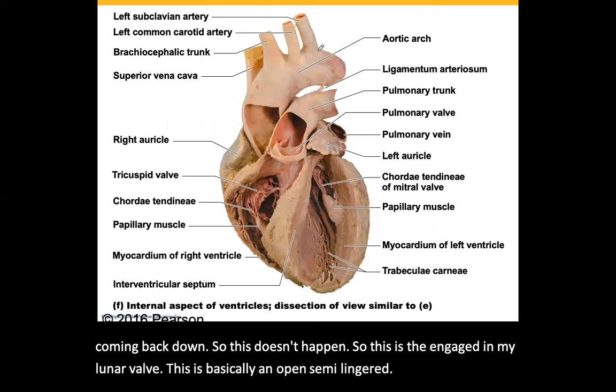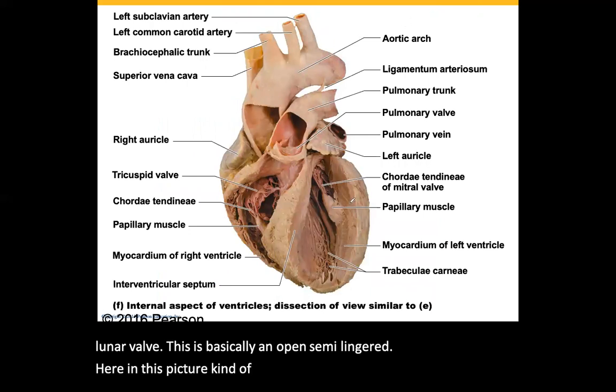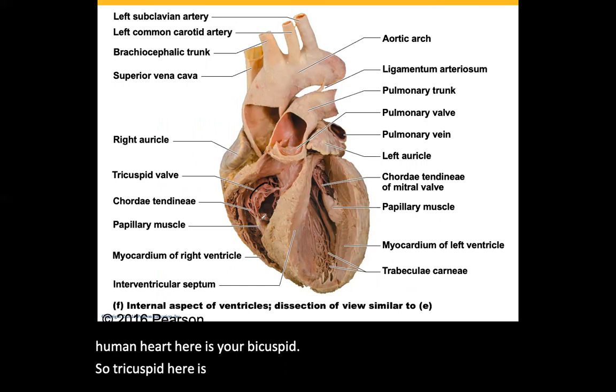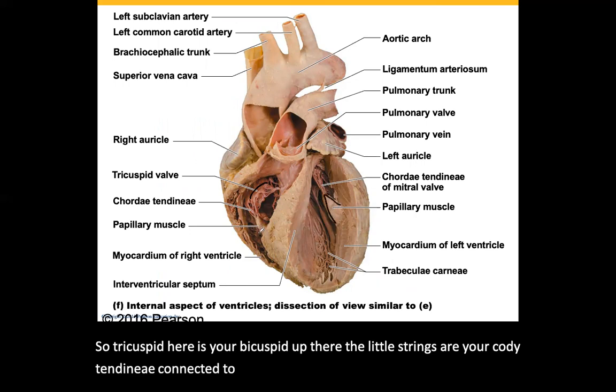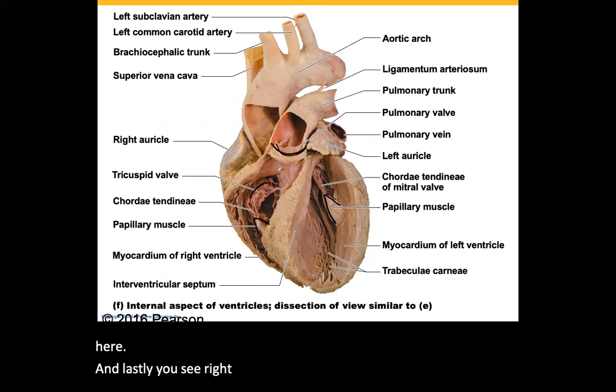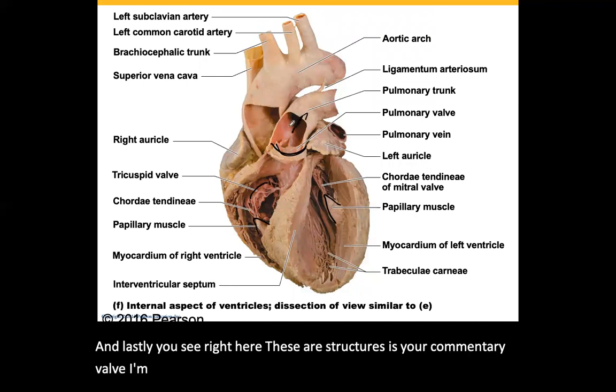Here in this picture is the same structure on a real human heart. Here is your tricuspid. Here is your bicuspid up there. The little strings are your chordae tendineae, connected to very visible papillary muscles you see right here. And lastly, you see right here these structures, your pulmonary valve, and making this your pulmonary trunk.